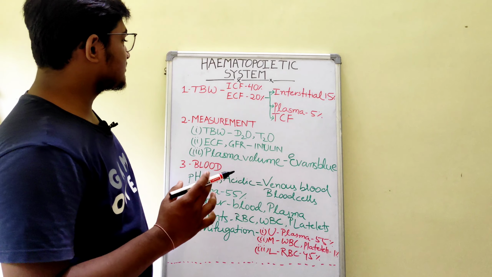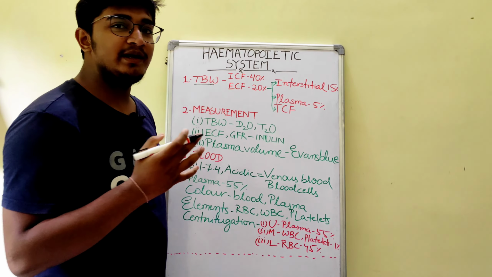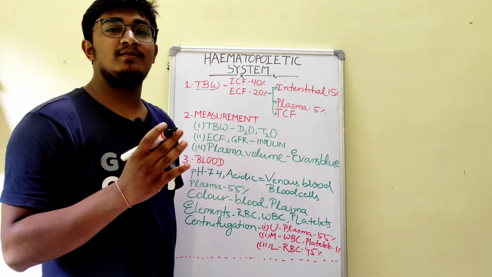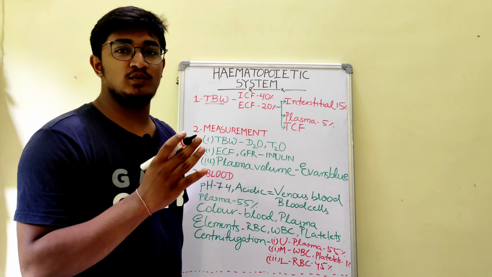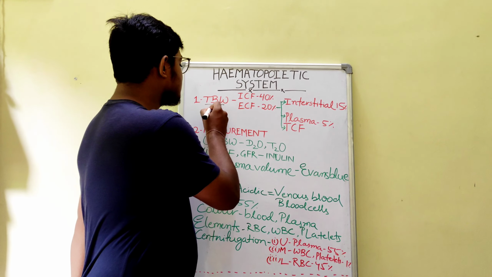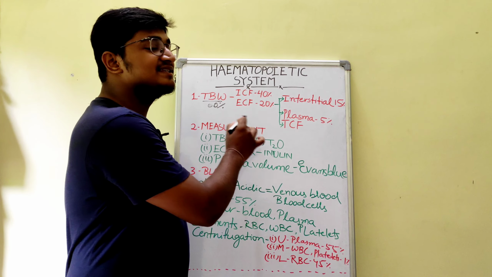Okay, the first topic we want to cover in the hematopoietic system is the TBW. What do you mean by TBW? TBW means total body water. Total body water constitutes 60% of our body weight, and it includes ICF and ECF.